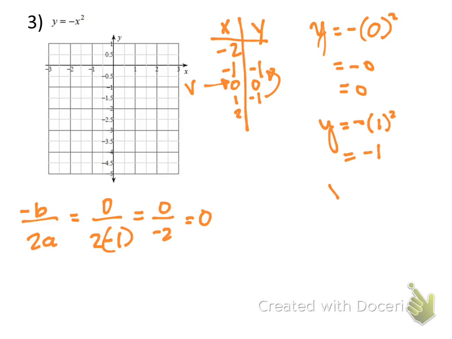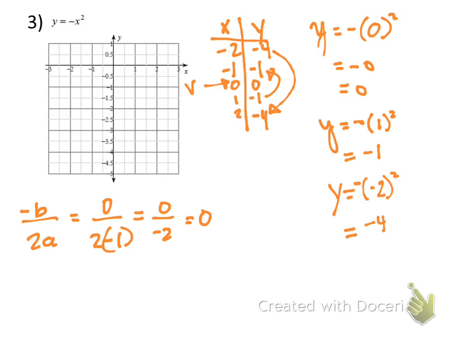Continuing, y is equal to negative 2 squared. And there's going to be a negative sign in front. Negative 2 squared is going to be 4 with a negative sign, so it's going to be negative 4. So I just put in 2, so it's going to be negative 4. And, of course, this one will also be the same as this one here. Okay? We got our coordinates, now we plot them.